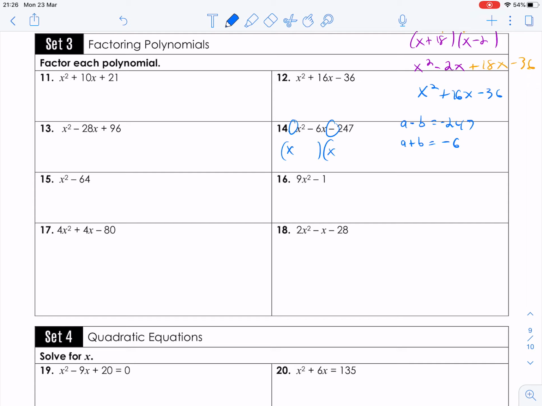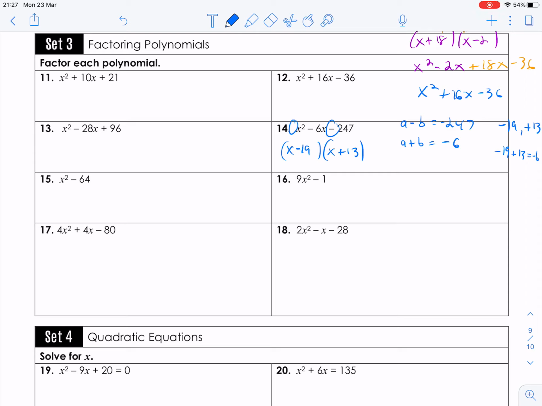You have to play around with this, but it's ending up going to be negative 19 and positive 13. You have to maybe play with this in your calculator a little bit. So they multiply to give you negative 247, and negative 19 plus 13 gives us negative 6. So that's it. So we get x minus 19 and x plus 13. Boom.